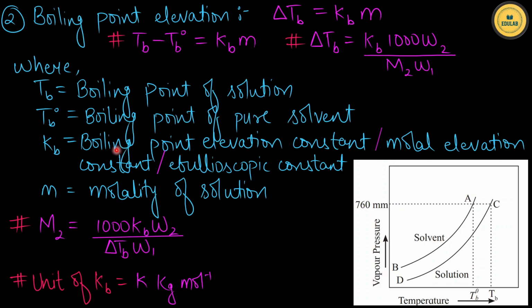and KB is the boiling point elevation constant, or molal elevation constant, or ebullioscopic constant, and m is the molality of the solution. From there we can write M2 is equal to 1000 into KB into W2 upon delta TB into W1. The unit of KB is Kelvin kg mole inverse. And here is a diagram of boiling point elevation.